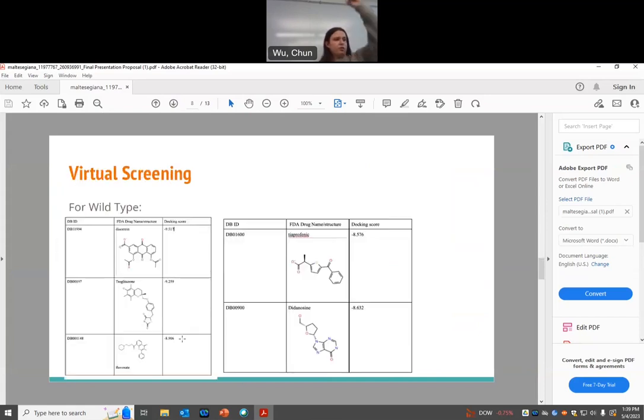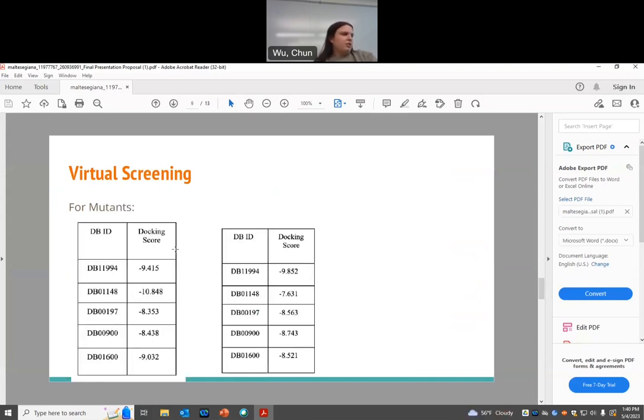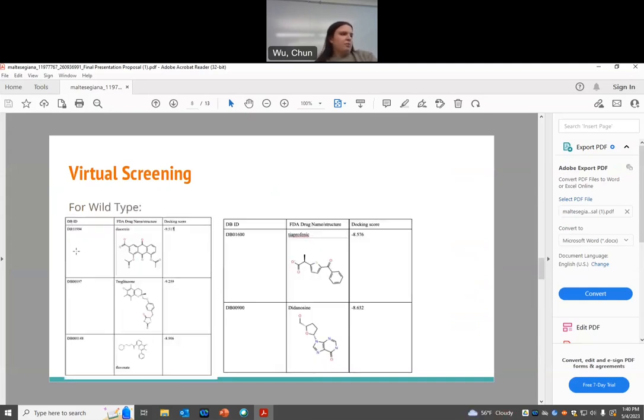Then when we did the virtual screening, this is when we were able to find the 5 different FDA-approved drugs. This shows the docking scores and the name and structure of each of them for the wild type. I'm not even going to try to pronounce all these, but these are the 5 different drugs and their structures. Their docking scores are usually around -9.5 to -8.6 for the wild types. And there's a DBID, so this is how I compared these two.